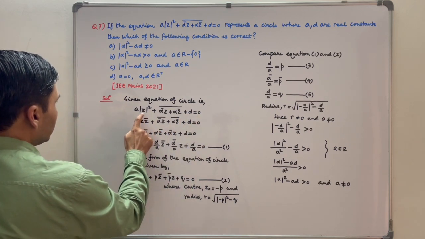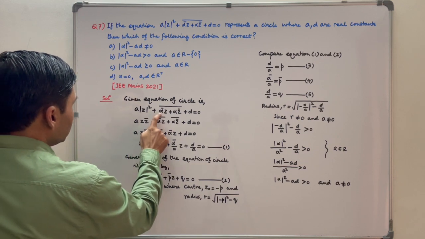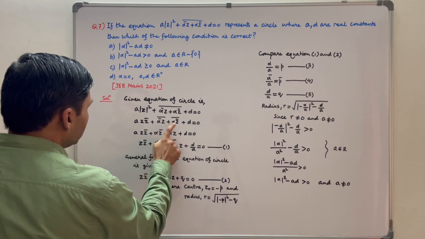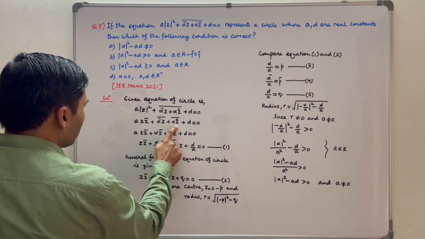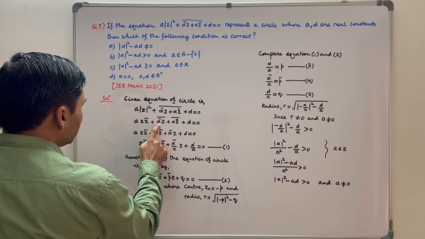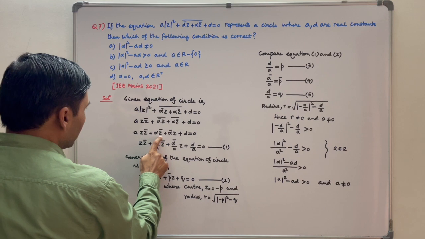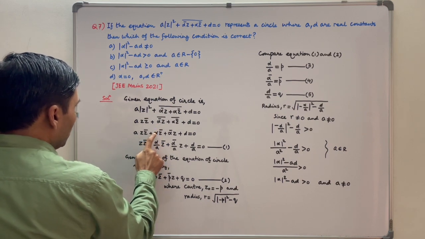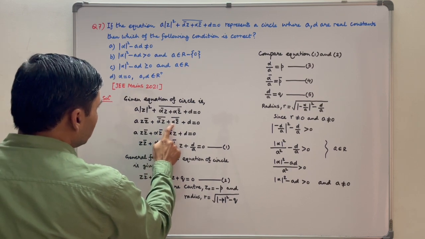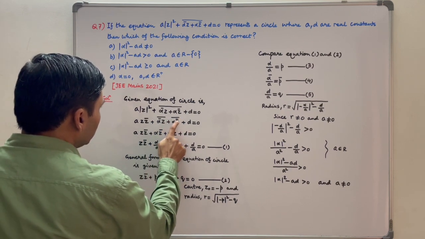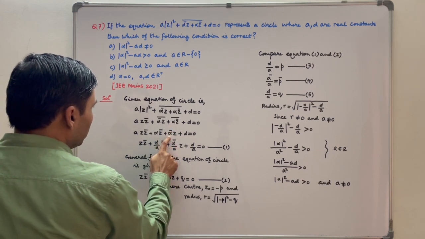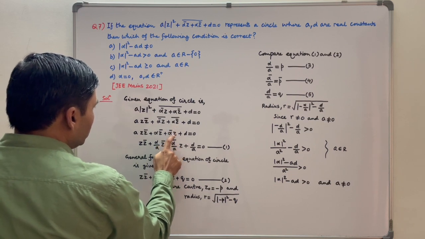Mod z square can be written as z z bar. This is in the form z1 plus z2 whole bar, which is equal to z1 bar plus z2 bar using the conjugate property. This is in the form z1 into z2 whole bar, which is equal to z1 bar into z2 bar. Bar of alpha bar is equal to alpha and bar of z is equal to z bar. Similarly, this is in the form z1 into z2 whole bar, which is equal to z1 bar into z2 bar. Bar of alpha is alpha bar and bar of z bar is equal to z.